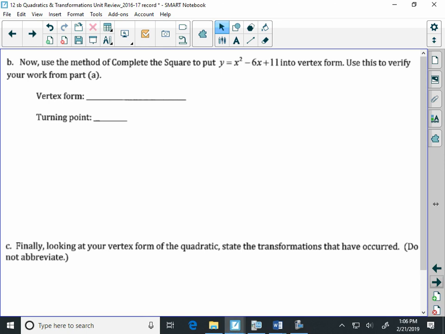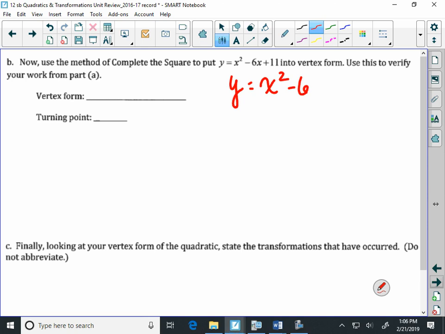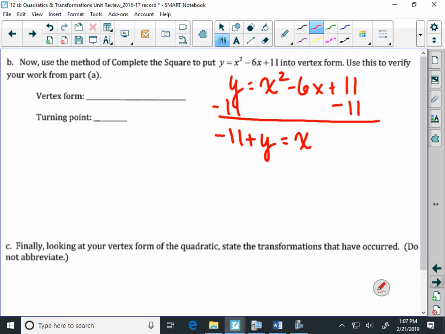Now it says on part B, now use the method of completing the square to put y equals x squared minus 6x plus 11 into vertex form, and then use this to verify your work from part A. Well, I'm going to just write down the problem again, y equals x squared minus 6x plus 11. And first of all, we're going to move the 11 over to the other side. We're putting all the x's on one side and the constant on the other. So we get negative 11 plus y equals x squared minus 6x.